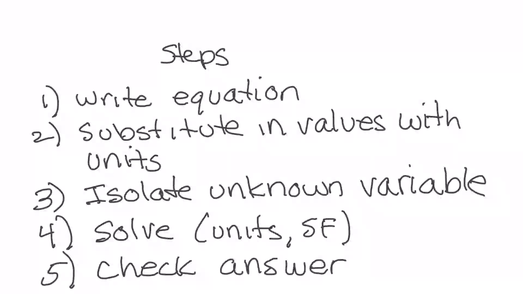Then I need to isolate the unknown variable. That's like in math when you get the x on one side of the equation and the numbers on the other side. So I'm going to solve this time for V. So I'm going to get V by itself. I'm going to mathematically get out my calculator and do the math and solve for it. And then I'm going to check my answer.